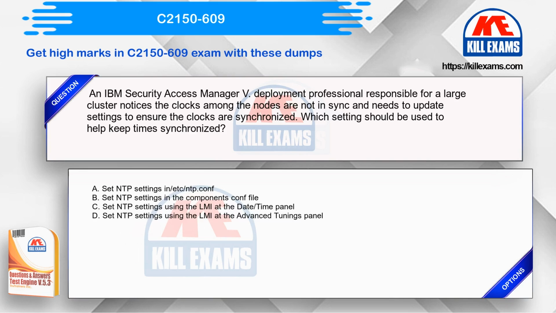Option A. Set NTP settings in /etc/ntp.conf. Option B. Set NTP settings in the components configuration file. Option C. Set NTP settings using the LMI at the date/time panel. Option D. Set NTP settings using the LMI at the advanced tunings panel.